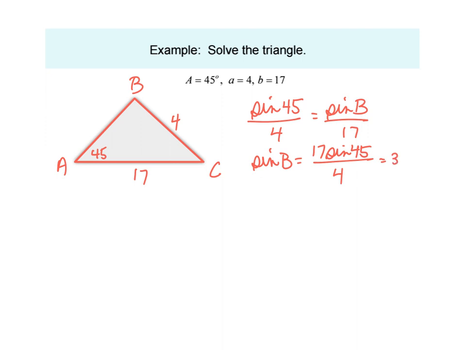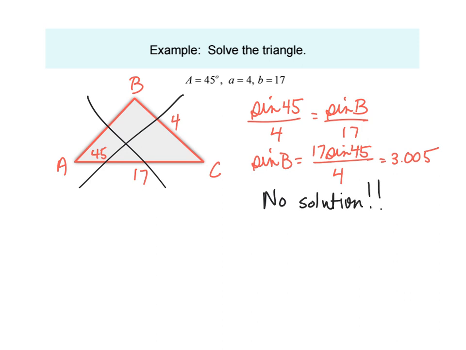And I find that's 3.005. Well, sine can never be over 1. So therefore, in this case, no solution exists. And if I forget that sine can't be over 1, when I plug it in my calculator, I do inverse sine of 3.005. My calculator says, what the heck are you doing? And it gives me an error. At that point, there's no solution.